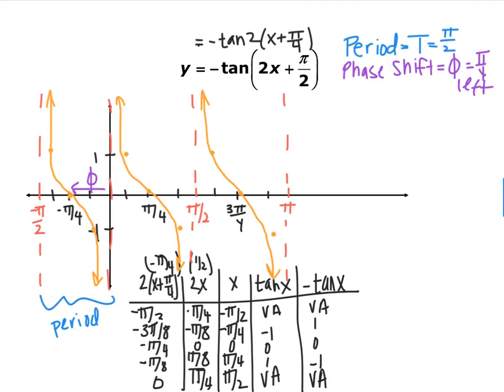A lot of times the question will ask you to graph one period or 2 periods. So if it asked you just to graph one period, any of these would have been a perfectly good answer. If it asked you to graph 2, then you would have wanted 2 consecutive ones like that.